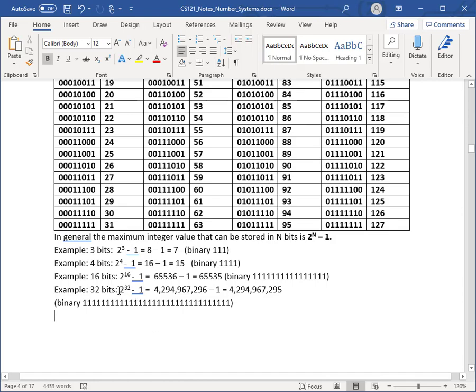If we have 32 bits, what number can we put in there? Well, 2 to the 32 is this number, 4 billion and something. And if we subtract 1 from that, then here is the largest number we can store in 32 bits. This is a number you may have seen in your code, in your programming. This number is the maximum positive integer you can store with 32 bits in your computer word.